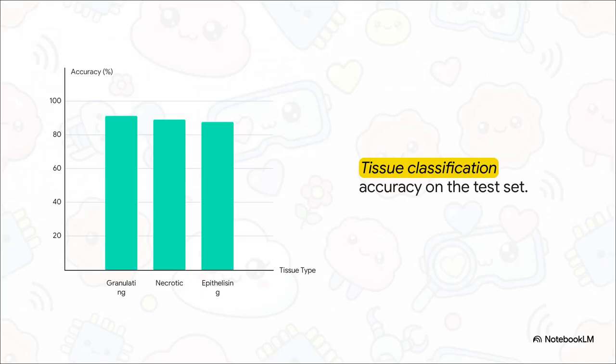And the results? Well, when evaluated against thousands of pixel-wise annotated samples, the model achieved highly impressive tissue classification accuracy. It hit 91.4% accuracy for granulating tissue, 89.2% for necrotic tissue, and 87.9% for epithelizing tissue. Being able to segment these distinct clinical types so reliably gives caregivers a seriously solid foundation for treatment. It provides a real objective baseline to actually monitor patient progress over time.